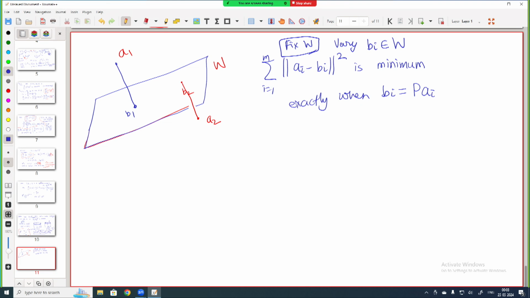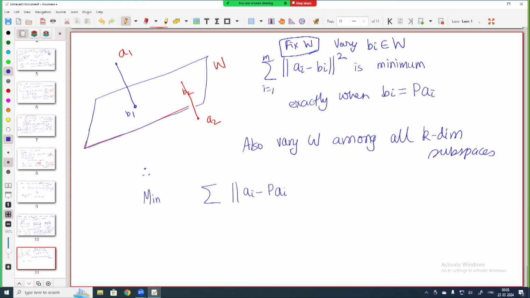Okay. Now, the thing you want to do is also vary W. So, I want to say okay, W can be any k dimensional subspace, right. So, now you also vary W among all k dimensional subspaces. Then what does it mean? It is exactly the problem that we posed earlier, which is to say I want to minimize summation norm ai minus P ai squared over all possible W's of dimension k, where P is orthogonal projection.